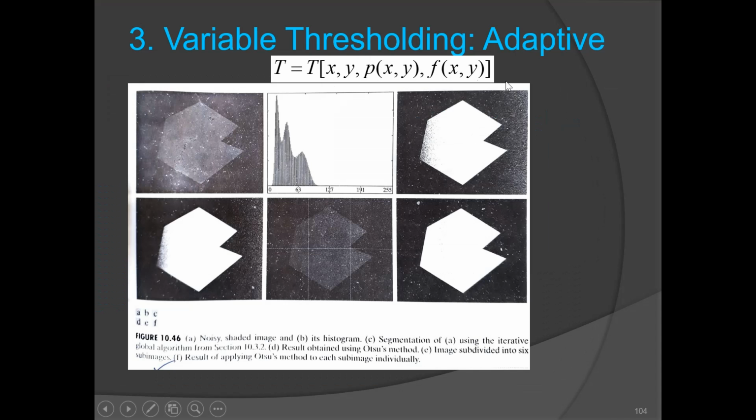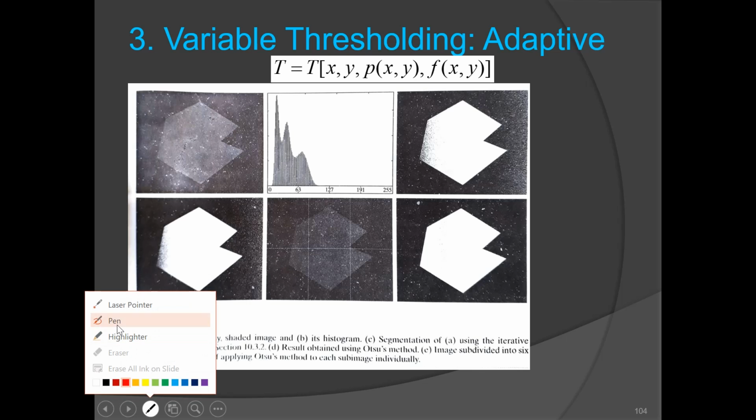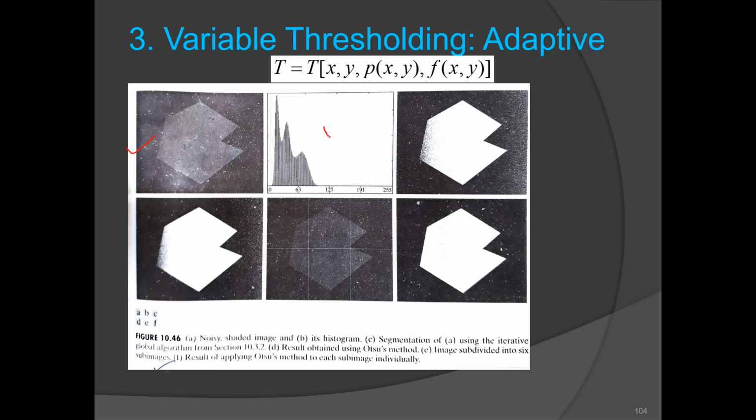Okay, so now we are talking about adaptive thresholding. Here we will be just considering the spatial coordinates of the image and not the neighborhood. Now this is our input image, and this is its threshold. It has noise, so it is a noisy shaded image, and this is its corresponding histogram. This is the result of the iterative global thresholding algorithm, and this is the result of Otsu.